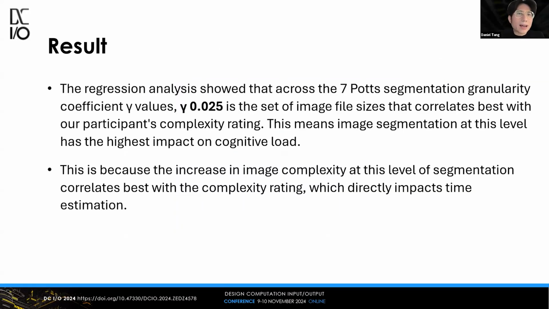The regression analysis showed that across the 7 post-segmentation granularity coefficient values, 0.025 is the set of image file sizes that correlates best with our participants' complexity weighting. This means image segmentation at this level has the highest impact on cognitive load. This is because the increase in image complexity at this level of segmentation correlates best with the complexity rating, which directly impacts time estimation.